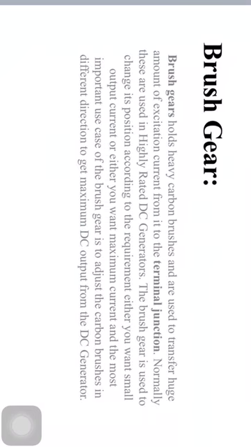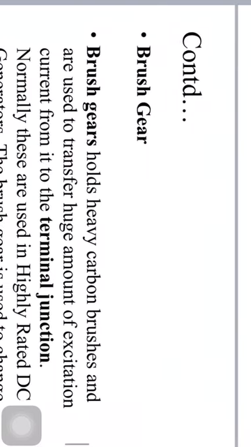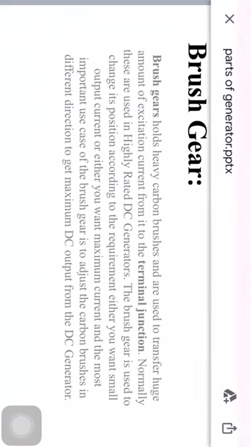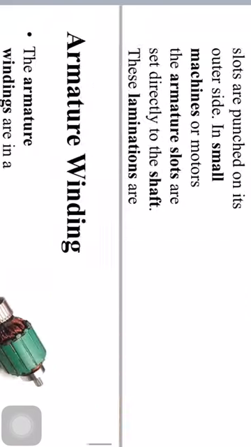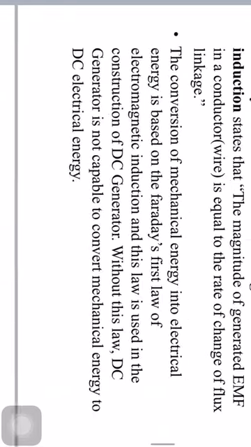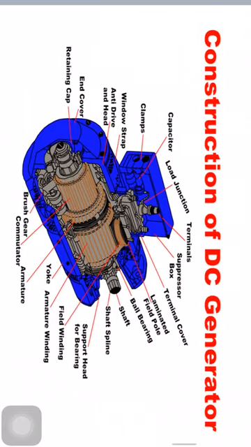Next one, brush gear. The brushes are stationary. We'll see in the diagram the brush gear part we can observe. Brushes are stationary and rest on the surface of the commutator.